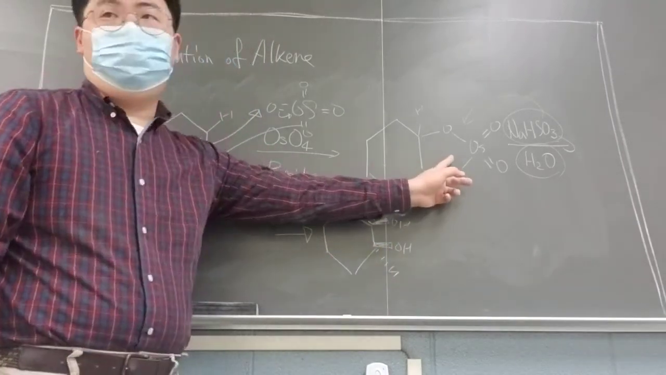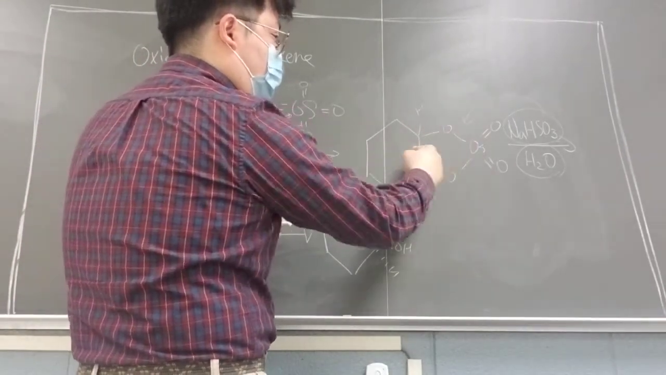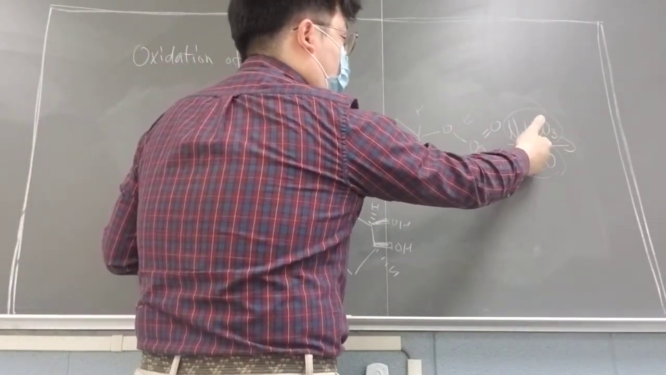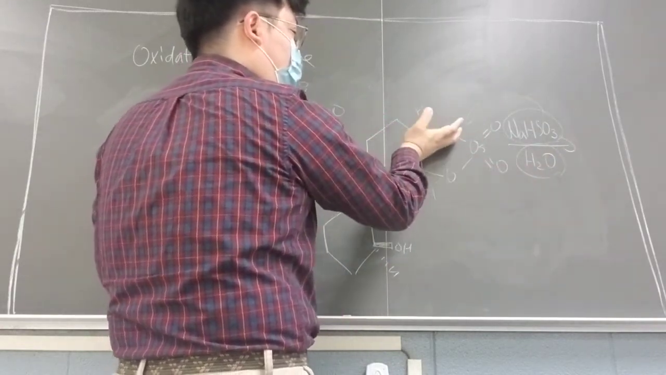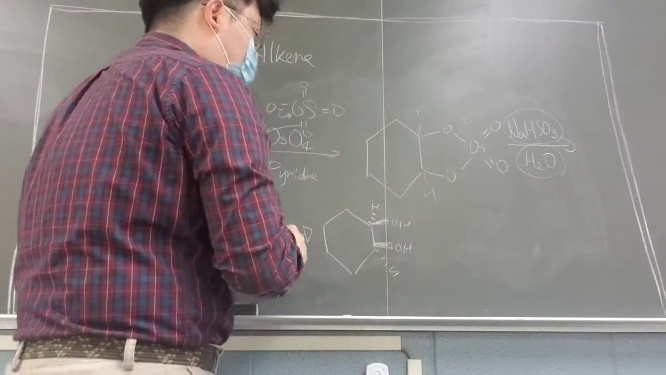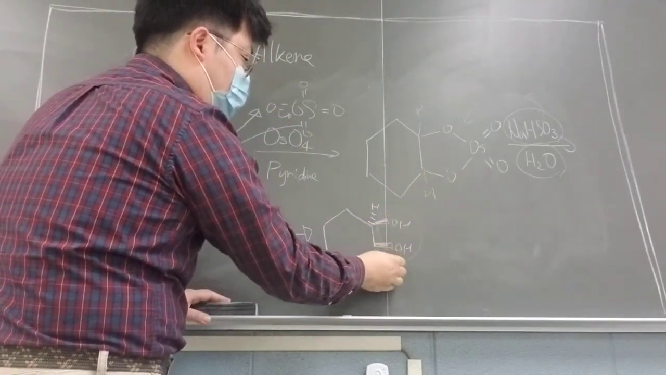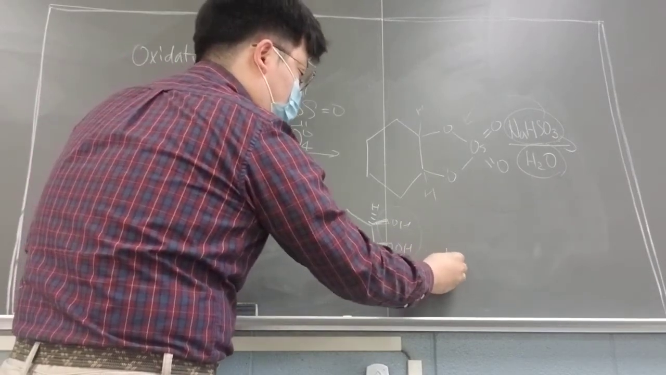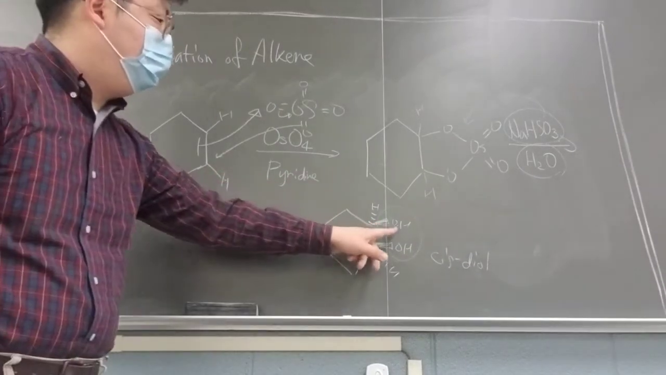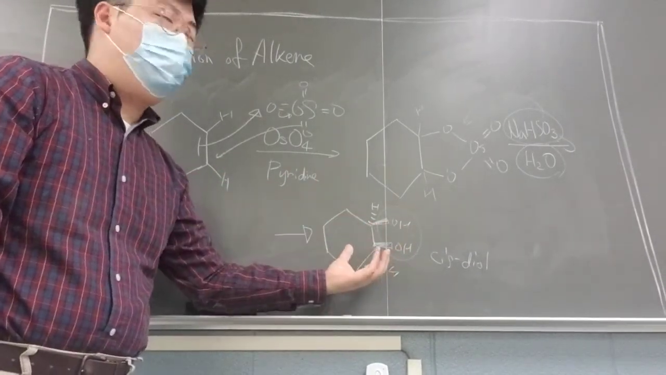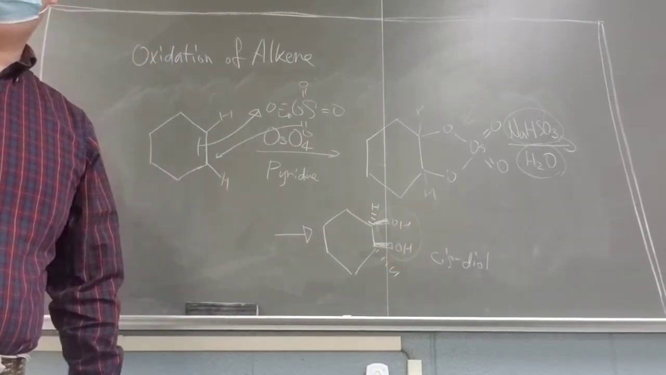Because the osmium tetroxide came on the same side, those two are on the same side, right? Then this one will detach, and water comes in to fill up the two hydroxy groups. Because of that, they're coming on the same side. Okay? So this is cis, because the hydroxy groups that make this compound an alcohol are on the same side, so we call this a cis diol.